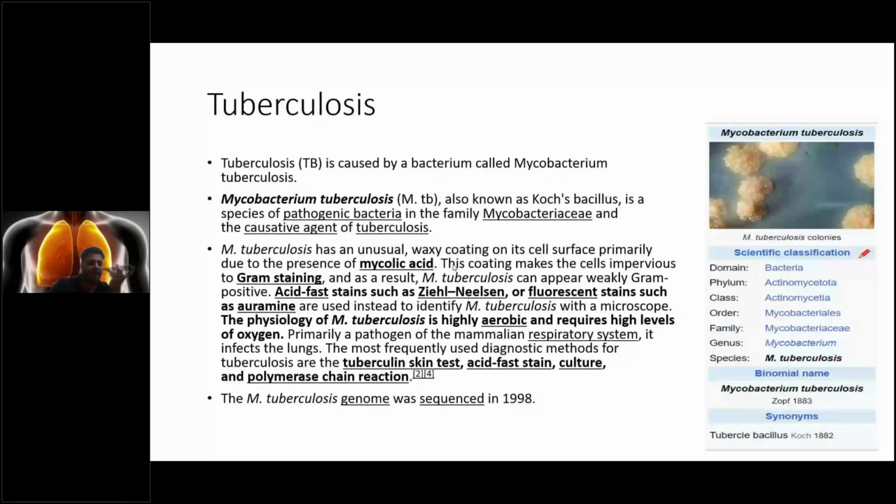Okay, but apart from the lung, any part of the body can have tuberculosis. That's called miliary tuberculosis or extrapulmonary tuberculosis. Apart from that, the tests are the tuberculin test or Mantoux test, which we will discuss later, acid fast stain, culture, and polymerase chain reaction. The first genome sequencing of tuberculosis was done in 1998.